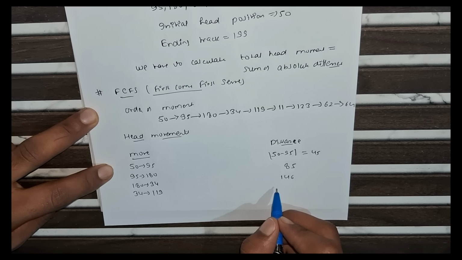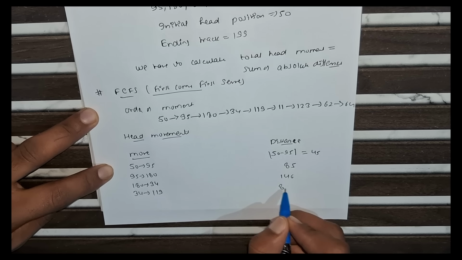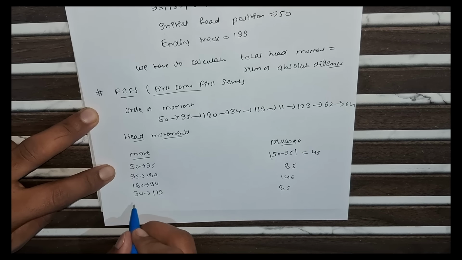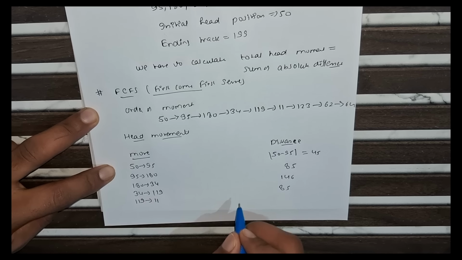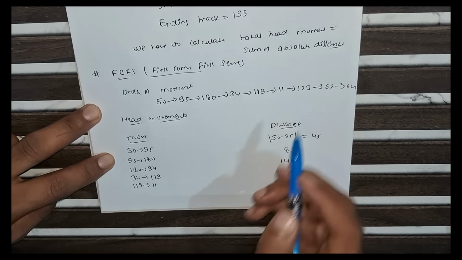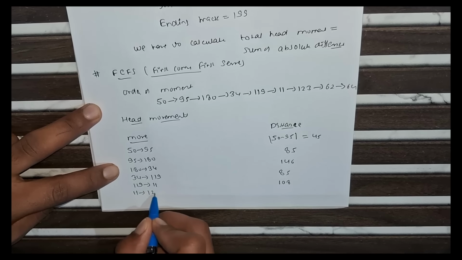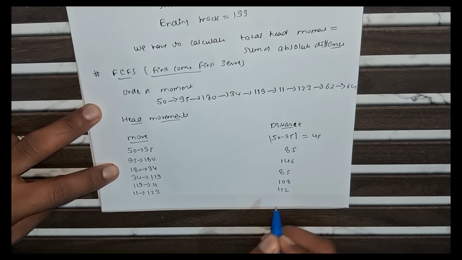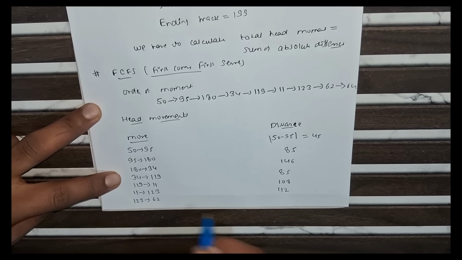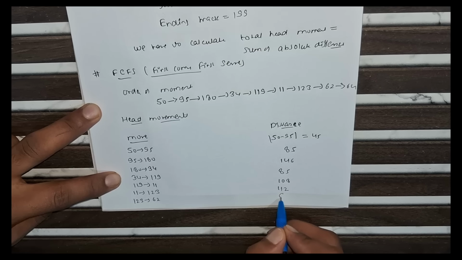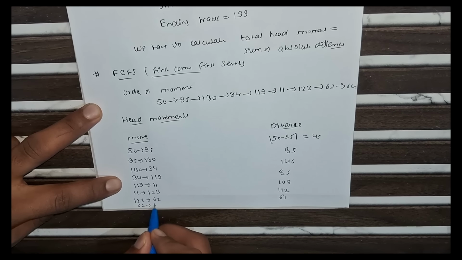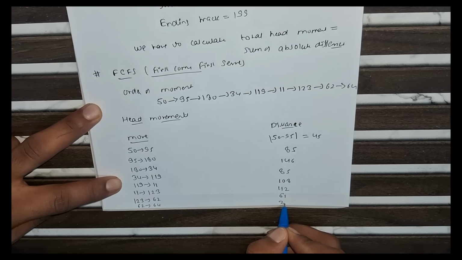And 34 to 119, when you subtract it, it becomes 85. And 119 to 11, it becomes 108, and 11 to 123, it becomes 112. 123 to 62, it becomes 61, and 62 to 64, it becomes 2.